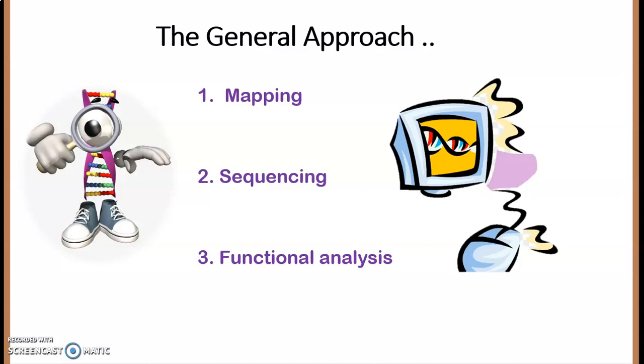Not only just sequencing. What will we do by sequencing the genome? We should have some application to it. So functional analysis was also very important. So this was a general approach for the Human Genome Project. This general approach and the strategy and the technique that is used, we will actually discuss this in the second video, the part 2 video of the Human Genome Project.